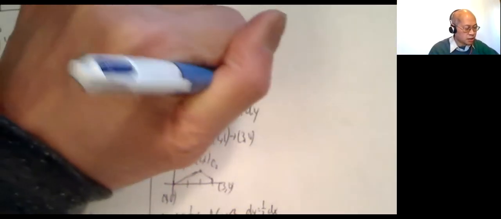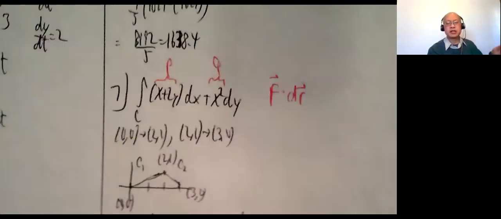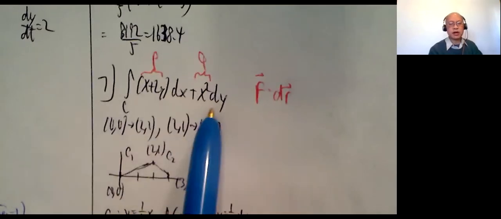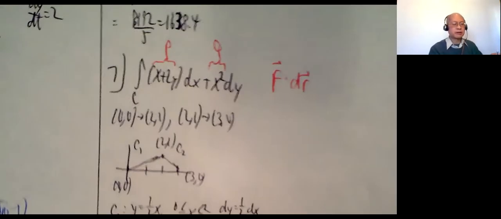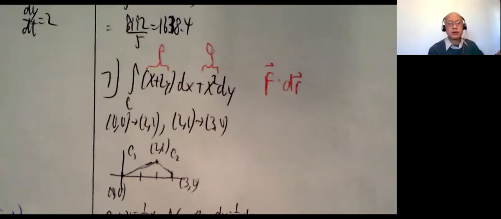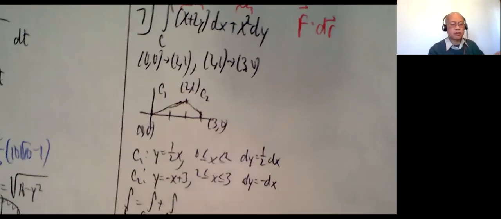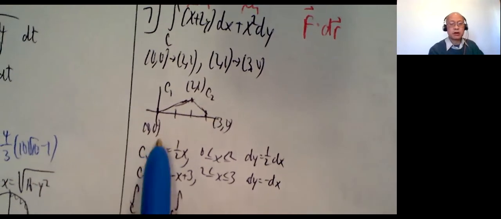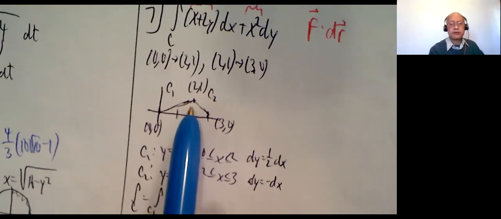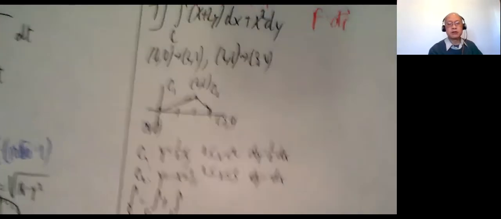This is like your P. This is like your Q. So this is what they say is f dot dr. In 2 dimensions, dr is dx dy, and the f they give us is x plus 2y comma x squared, so to speak. And here's what we're integrating over. So you're going from 0,0 to 2,1, I'll call that C1, and then from 2,1 to 3,0, I'll call that C2.